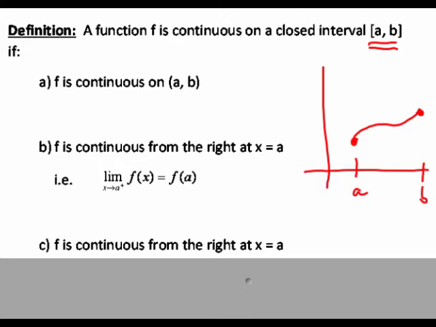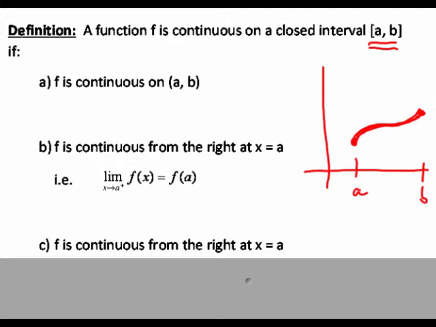So often we're going to want to refer to a function being continuous on a closed interval. What exactly does that mean? Again it means three things. First of all, at every point in between, the function must be continuous at that point, which refers to the definition we just talked about a few minutes ago.